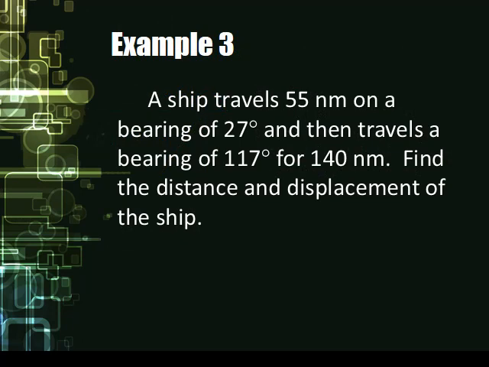Okay, so now let's have an example. So this time, it's a word problem. So a ship travels 55 nautical miles on a bearing of 27 degrees and then travels a bearing of 170 degrees for 140 nautical miles. Find the distance and displacement of the ship.